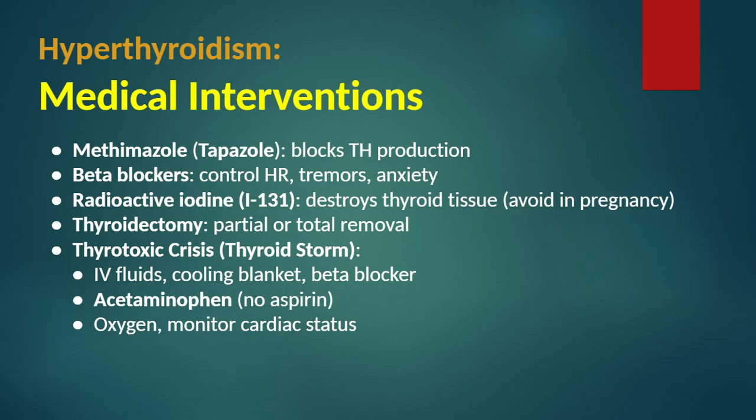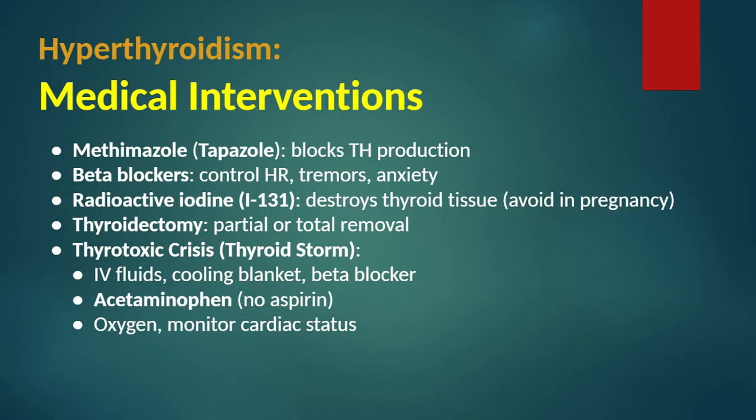Patients must take it consistently and have regular blood tests to monitor thyroid function and potential side effects like agranulocytosis or liver toxicity. Beta blockers, such as propranolol or atenolol, are prescribed to help manage symptoms like rapid heart rate, tremors, anxiety, and palpitations. These drugs don't lower thyroid hormone levels, but make patients feel more comfortable while other treatments take effect.